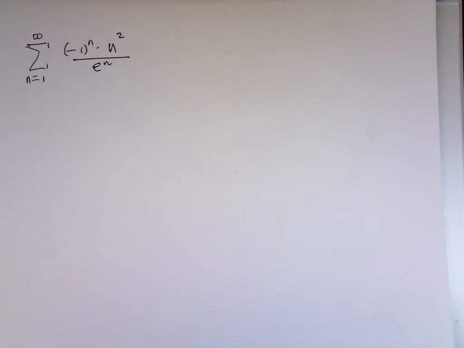All right, let's take a look at this. Let's just think about this a minute. We have an alternating series here, because the negative 1 to the n causes it to be alternating. We have an n squared, which is going to go to infinity, and an e to the n, which is going to go to infinity. The question is, who gets to infinity first? Which one is increasing fastest, n squared or the e to the n? That's the key issue here.